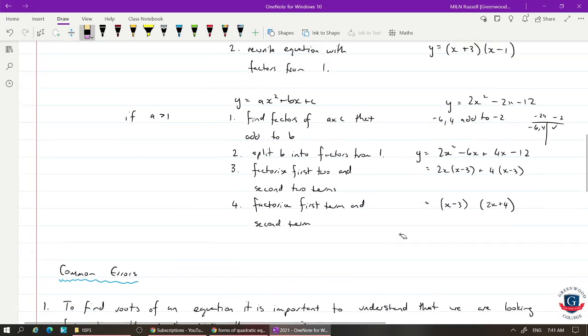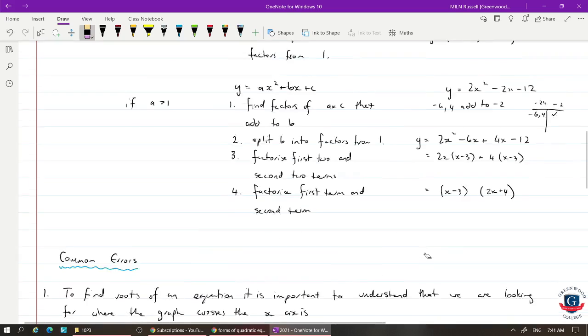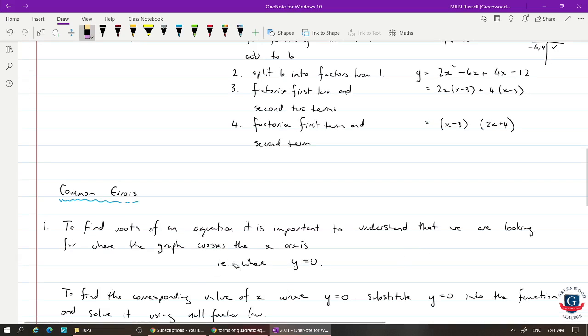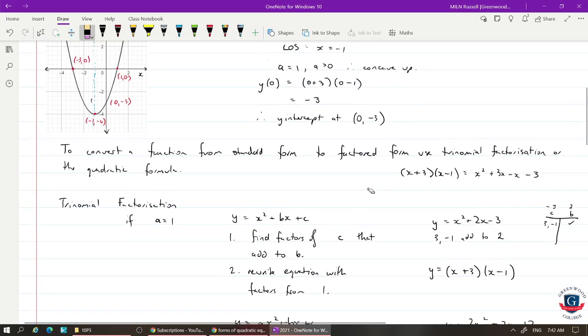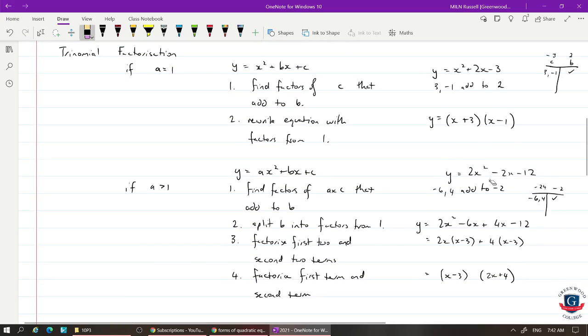Now there are some common errors with factorization. And the first thing to understand is that when we're looking for the x-intercepts, we're looking for the null factor law. Oh, so what's important here is that we're looking for where the graph crosses the x-axis, where y equals 0. So it's not just taking the negative of what's in these things.